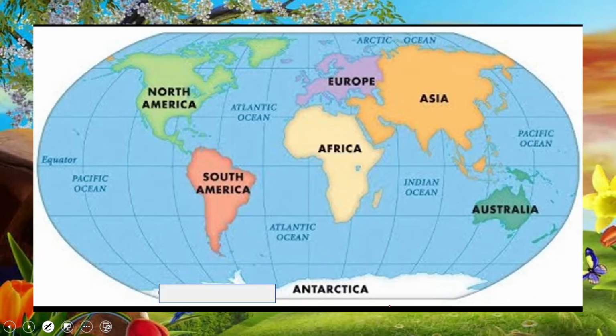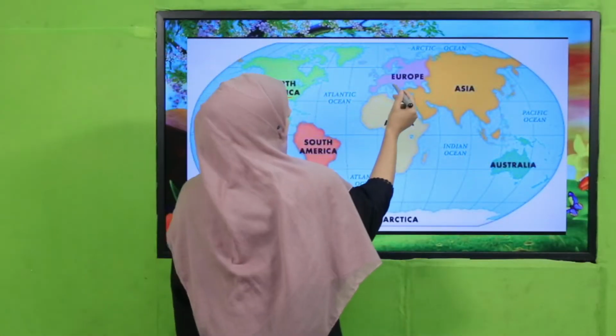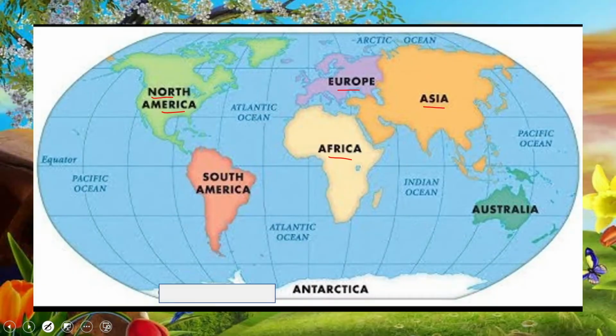So see, there is a map of the world, there is a globe and this map of the world, and 7 continents are being shown in this map, my dear students. You can see North America, Europe, Asia, Africa, South America, and Australia and Antarctica. So these all are 7 continents. And you can judge that, my dear students, these lines are showing the boundaries.